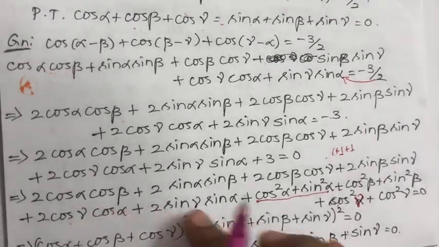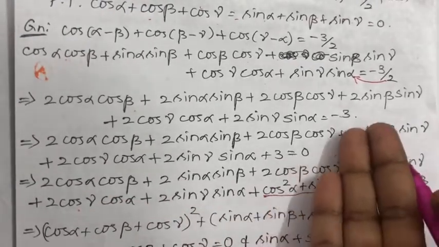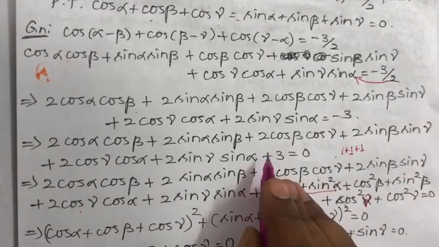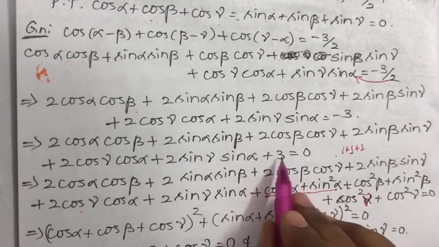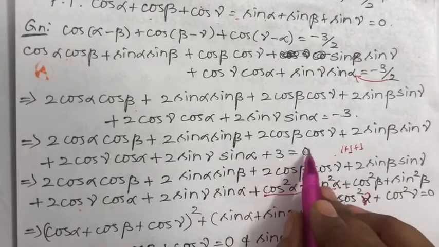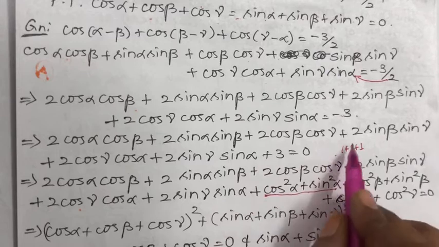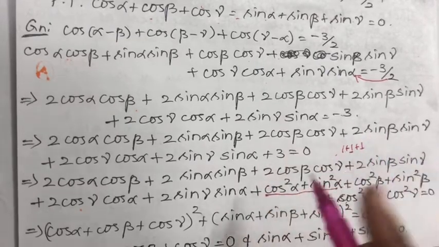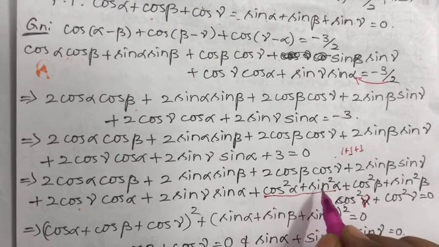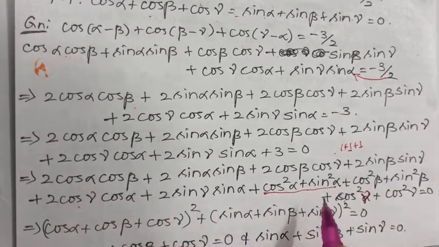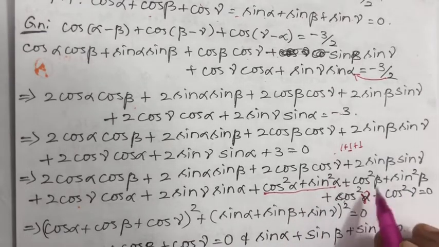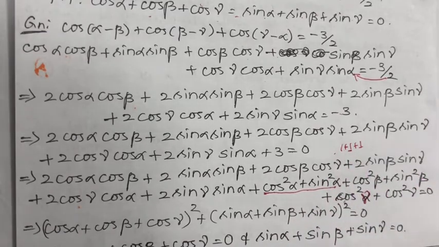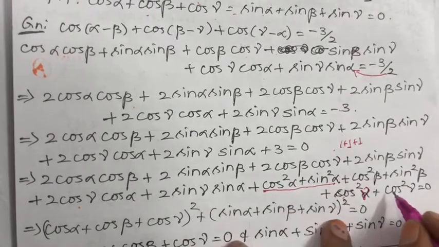The same expression, first I bring this minus 3 to this side. Then it will become plus 3 is equal to 0. 3 is 1 plus 1 plus 1. So for each one, I am writing this formula with respect to the angles. So first cos square alpha plus sin square alpha. Second cos square beta plus sin square beta. Third one cos square gamma plus sin square gamma.